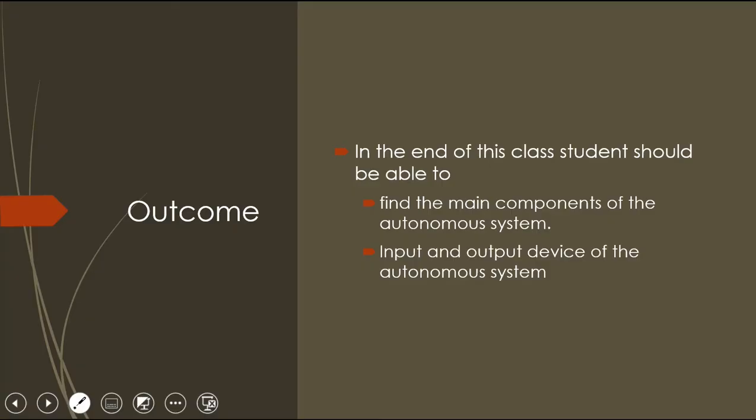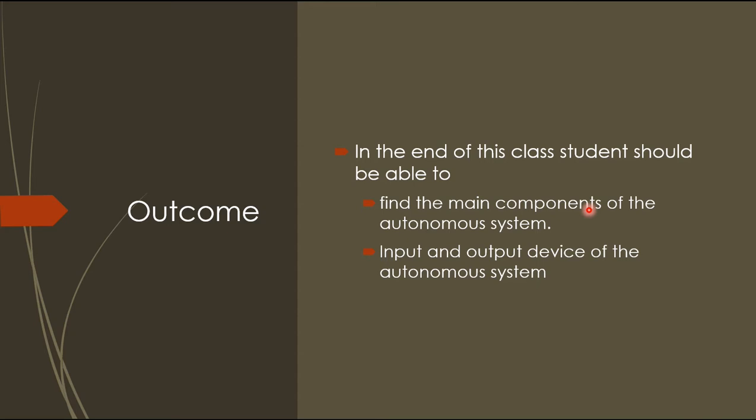So the outcome of this class is that in the end, you have to know and find the main components. You have a system, any system. Later you can say what the components of this system are. The components here, I mean, these are the hardware components of this system.